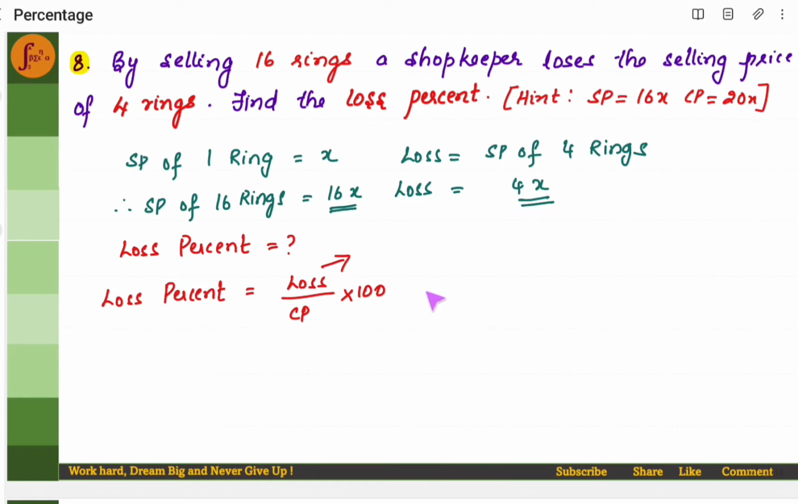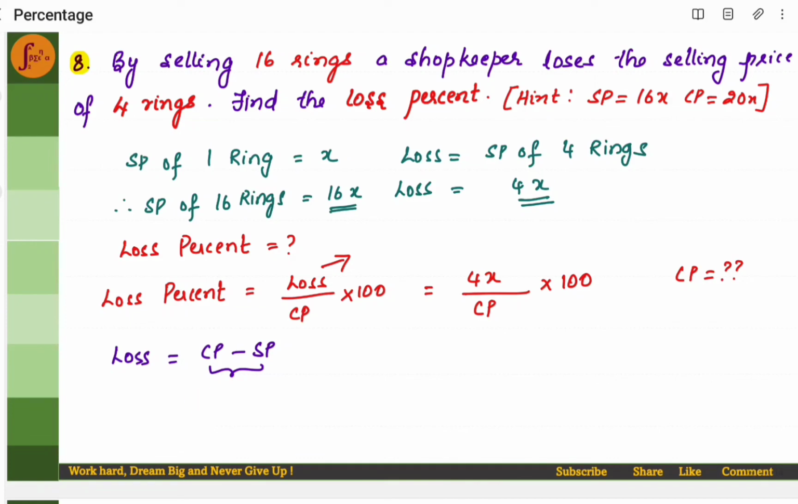We know the loss here, right? What is the loss? 4 times x. What is the cost price? We don't know what's the cost price, right? So how do we find the cost price? We'll find cost price from the loss formula because we know loss. Now what is the loss formula? Loss is equal to cost price minus selling price. In case of loss, it has to be cost price minus selling price. In case of profit, it is selling price minus cost price.